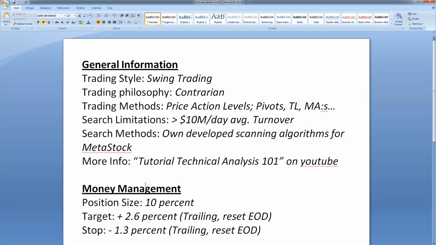If you want to know more about the philosophy and the psychology, how technical analysis with price action levels is working, please watch my tutorial video on YouTube regarding money management. At the moment I use a position size of 10%. My target is 2.6%. I use a trading target, reset at end of day. I have a trading stop, reset at end of day, of minus 1.3%.